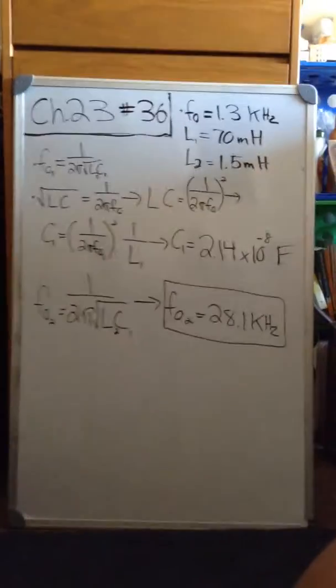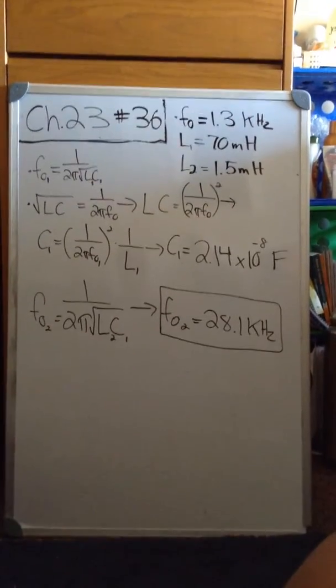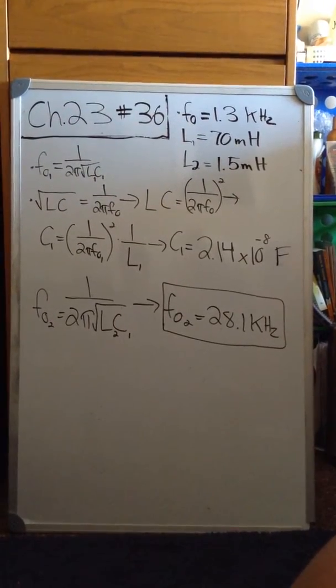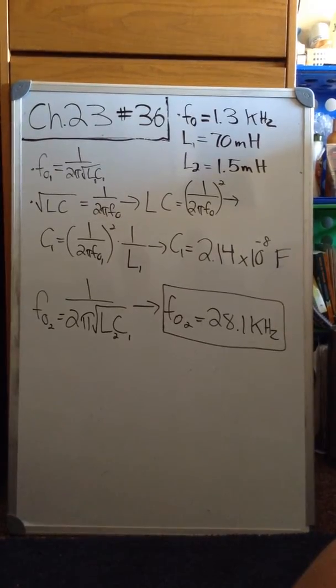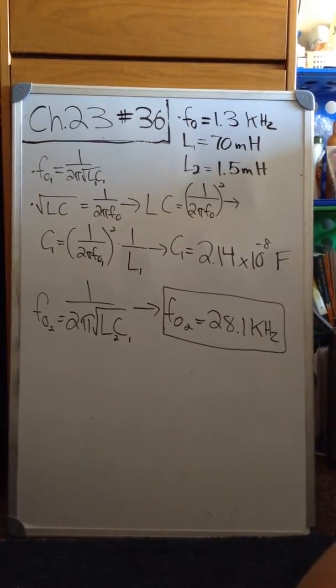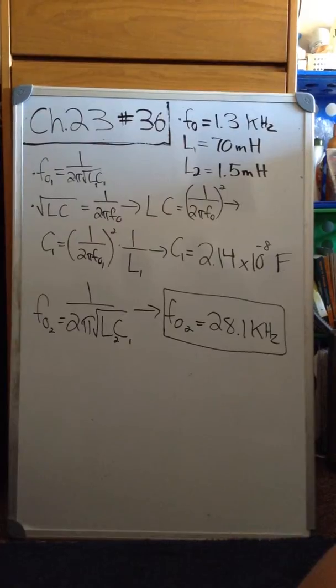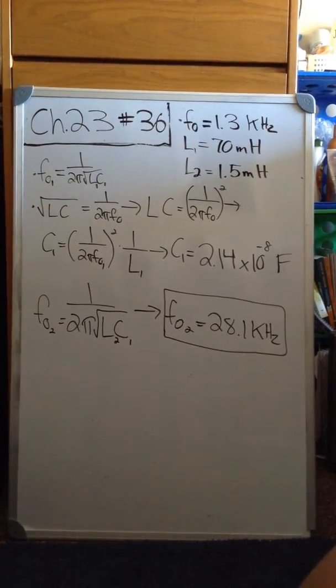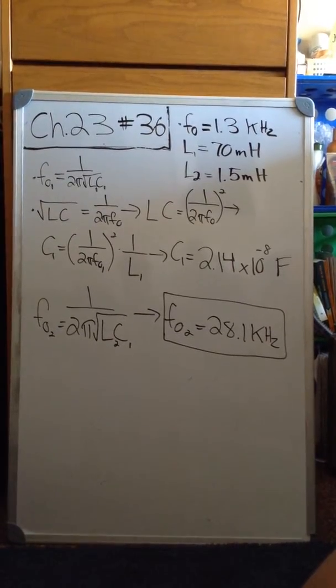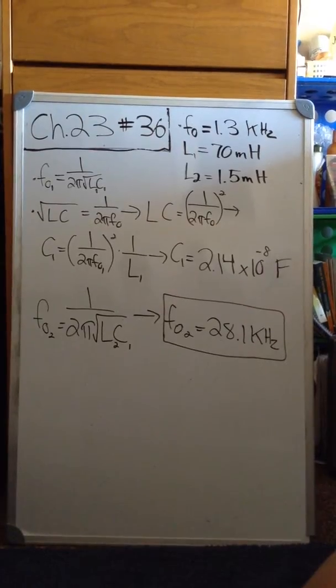This is chapter 23, problem number 36. The problem reads: a resonant frequency of an RCL circuit is 1.3 kilohertz and the value of its inductance is 70 millihenry. What is the resonant frequency in kilohertz when the value of the inductance is 1.5 millihenry?